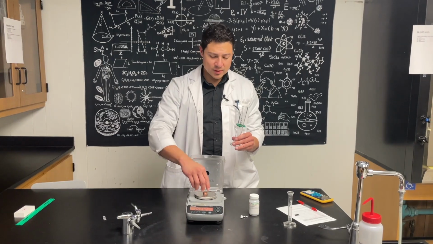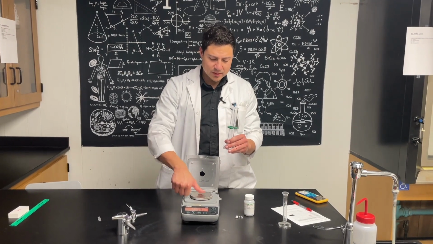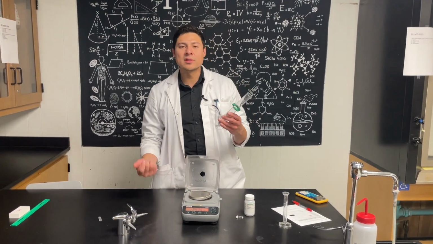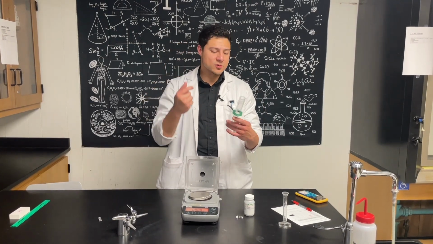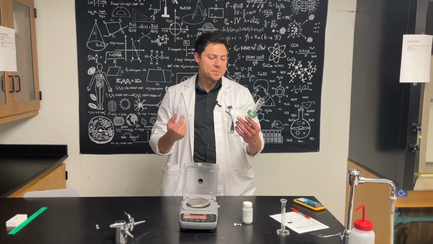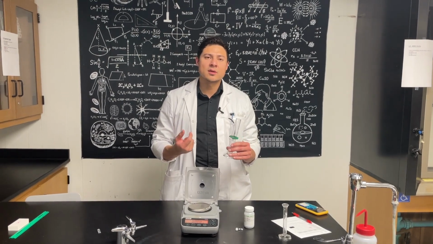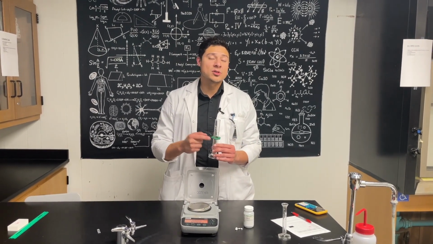Okay, the next step is we're gonna go ahead and take our 6 pennies. We're gonna add water. The amount really doesn't matter because we're trying to find out how much the water level rises. So we're gonna go ahead and add about 10 milliliters, and then we'll go ahead and record how much the water level rises from there.